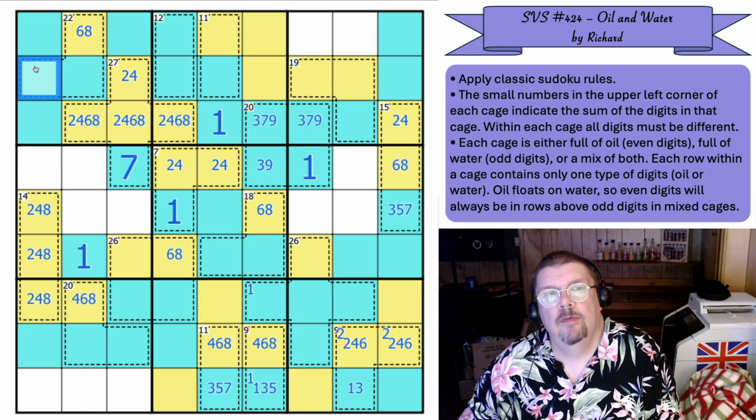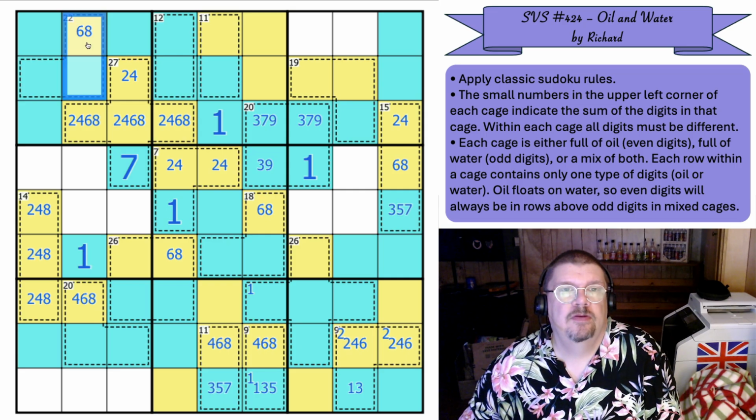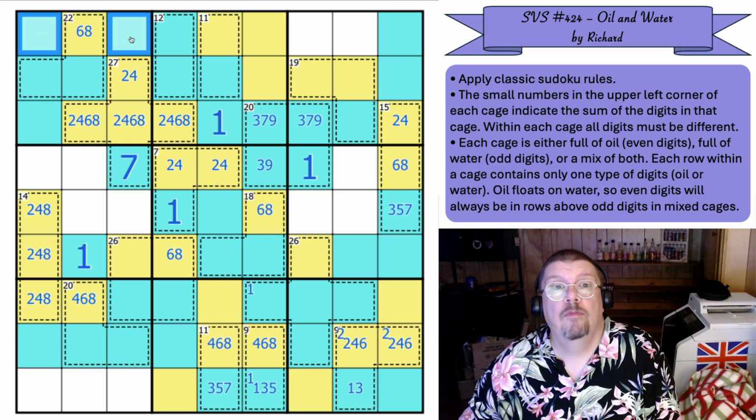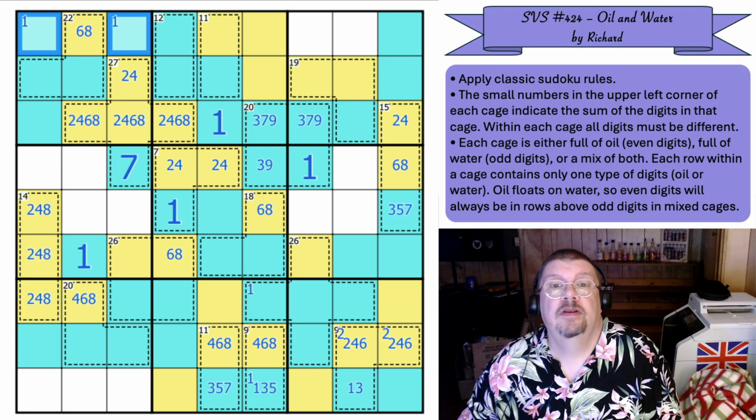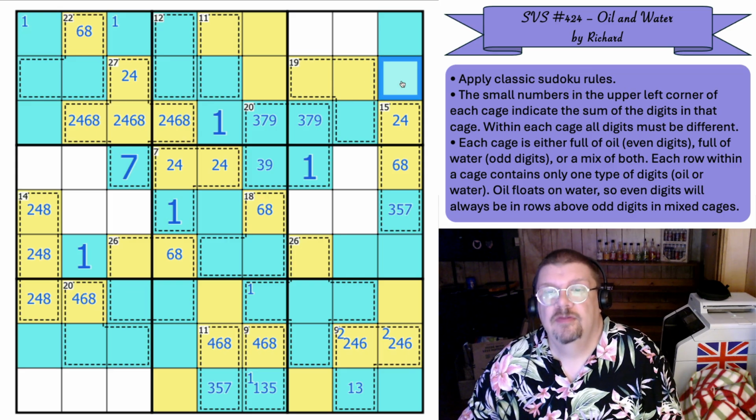Right, can this be a 1? And the answer to that is no, because those two would have to be 23 and 2 digits. That can't be a 1. So one of those two is a 1, and that makes this a 1.